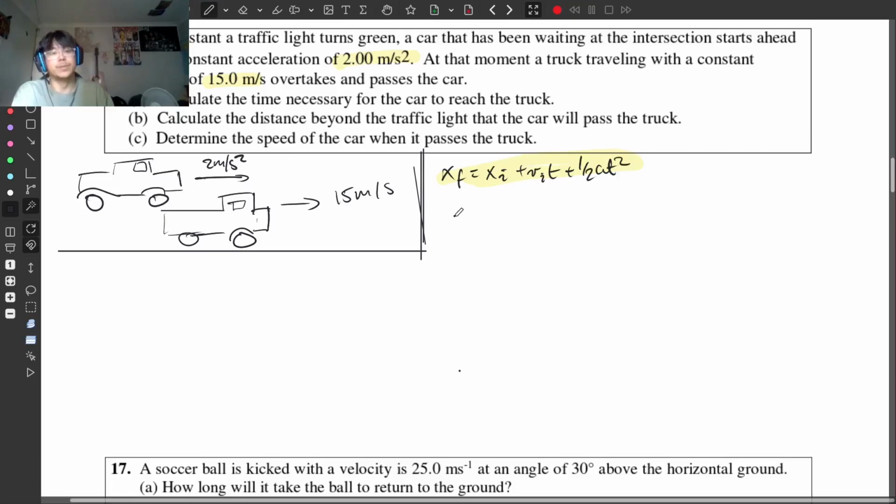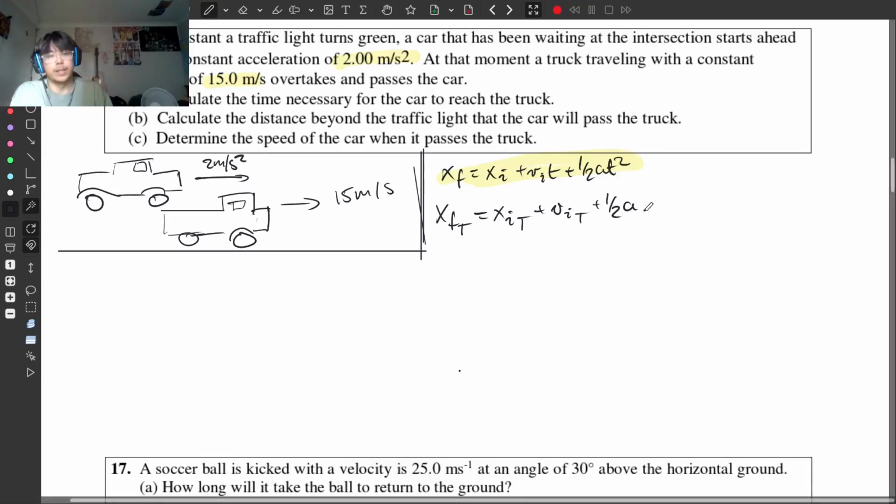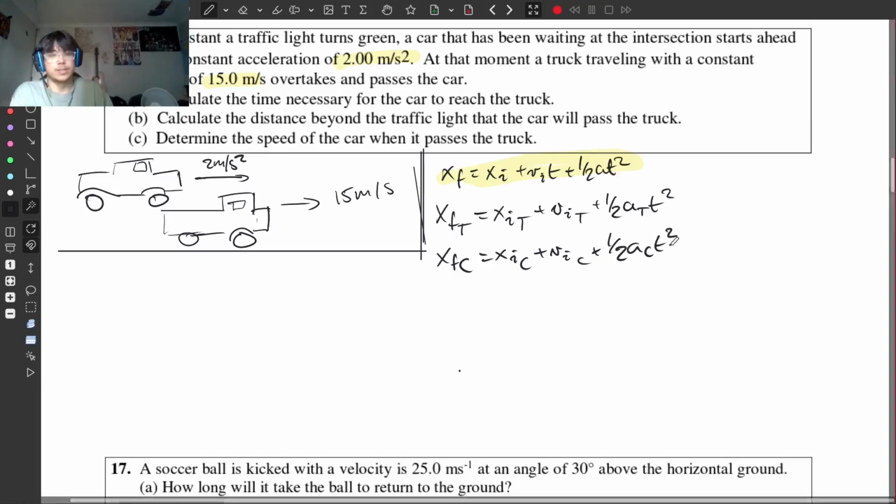So what we can do is set up two equations, right? So we'll have xf of our truck equals xi truck plus vi truck t plus 1/2 a truck t squared. And then we'll have our xf of our car equals xi car plus vi car t plus 1/2 a car t squared.